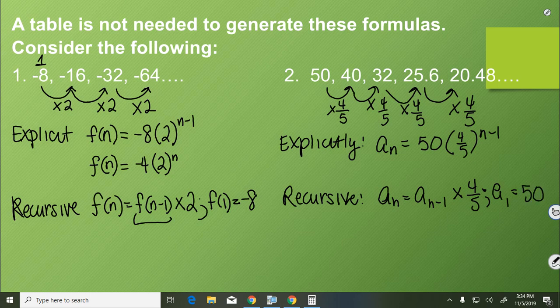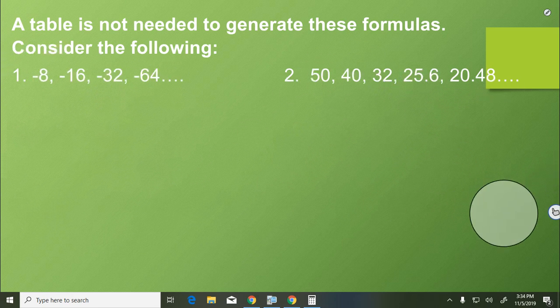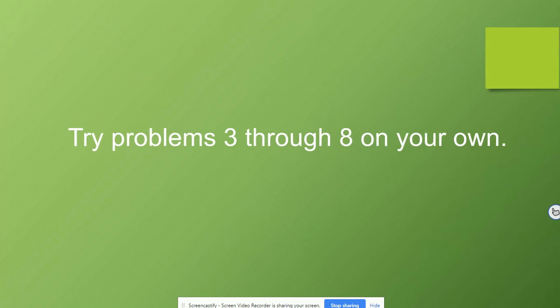So again, I hope you're picking up how I'm getting these equations. You're going to try some on your own. Make sure you're checking in with me so I can be sure that you understand this process. And we're going to continue doing this for a couple days. You will get it, I promise.